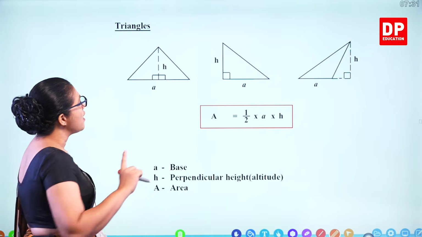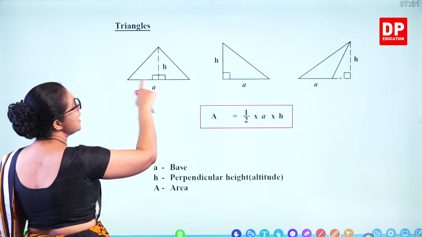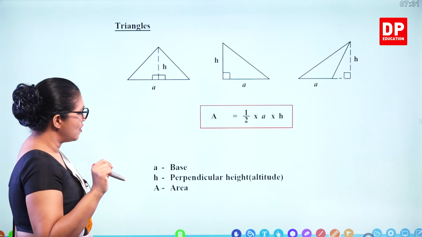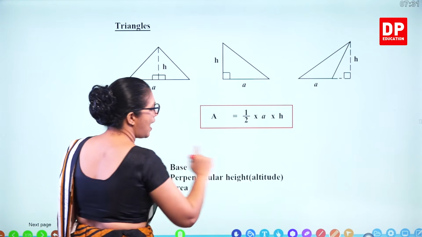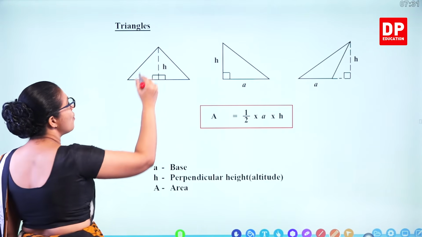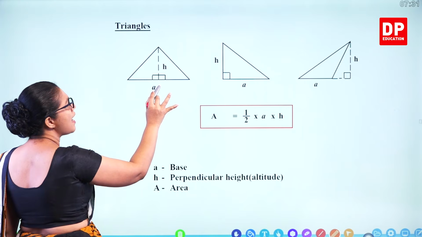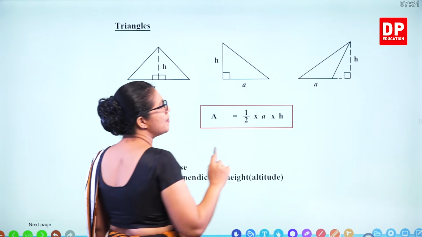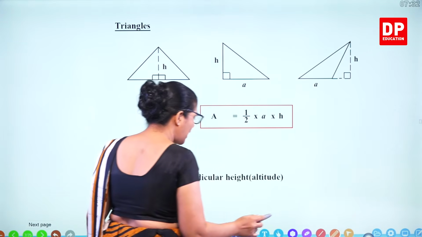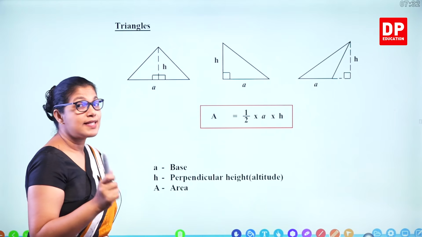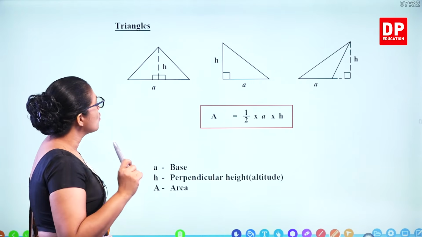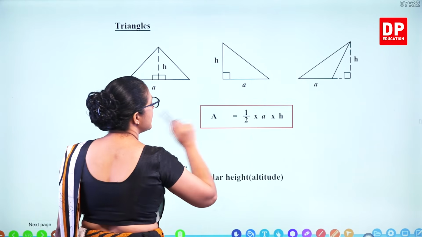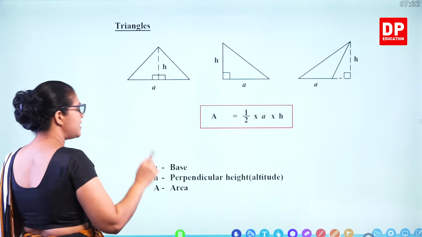Triangle. So if you know the base length and the perpendicular height. What's another name for perpendicular height? Altitude. Any triangle, whether acute angle triangle, right angle triangle or obtuse angle triangle, because you get an obtuse angle here, whatever the triangle, you get the same formula. You did this before. So what's the formula? Half into base length into perpendicular height.